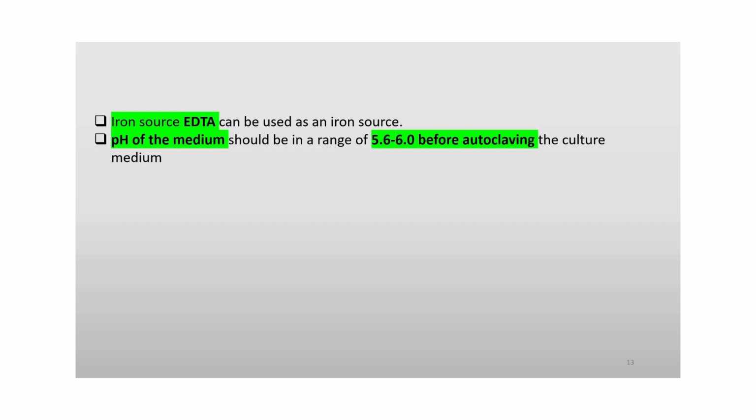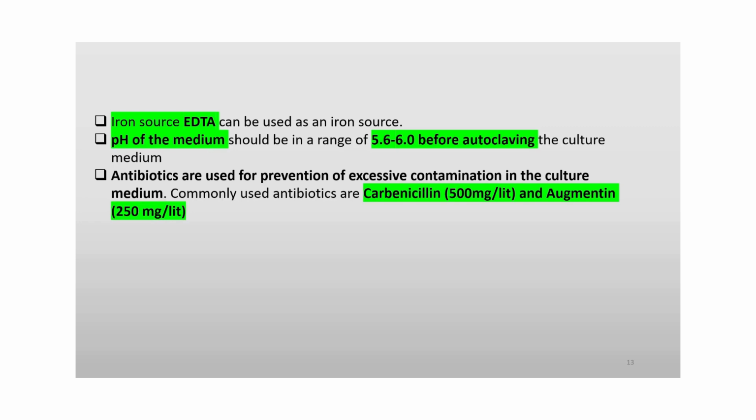The pH of the medium should be in a range of 5.6 to 6.0 before autoclaving, that means before sterilizing the culture medium. Antibiotics are used for preventing excessive contamination in the culture medium. Commonly used antibiotics are carbenicillin 500 milligram per liter and augmentin 250 milligram per liter.